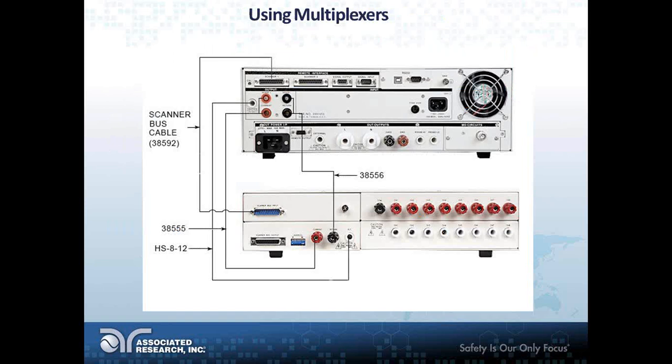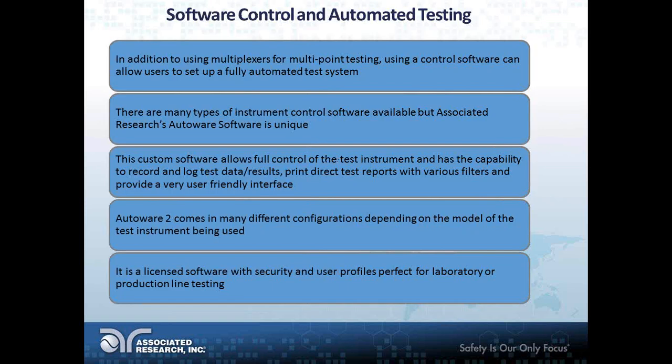Available software packages such as Associated Research's Autoware program can make controlling the instrument and the accompanying scanning matrix quick and easy. It allows the test operator to configure multiple test routines, execute them, and store the test results on a PC or a local network. So in addition to using multiplexers for multi-point testing, we can take it to the next level by using control software that allows users to set up a fully automated test system.